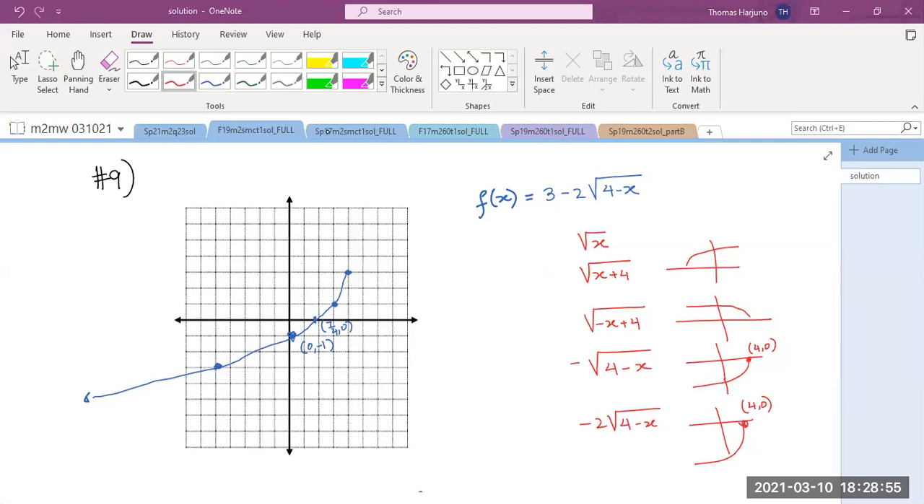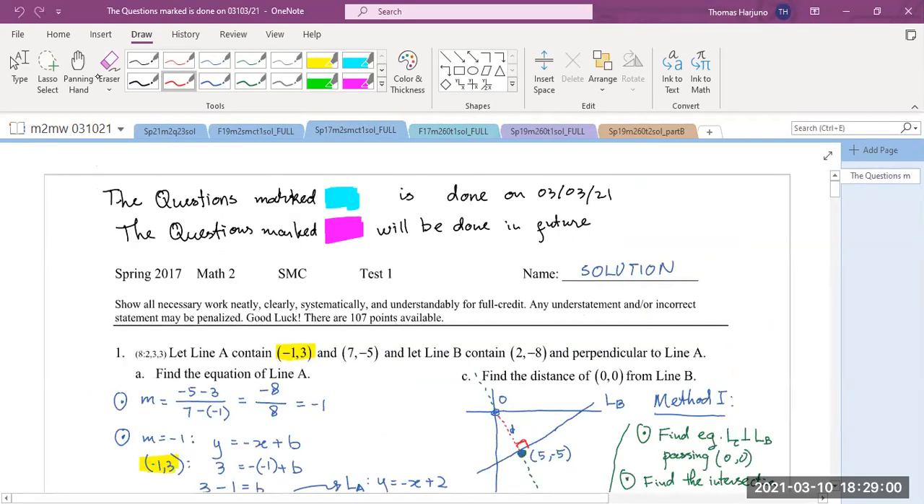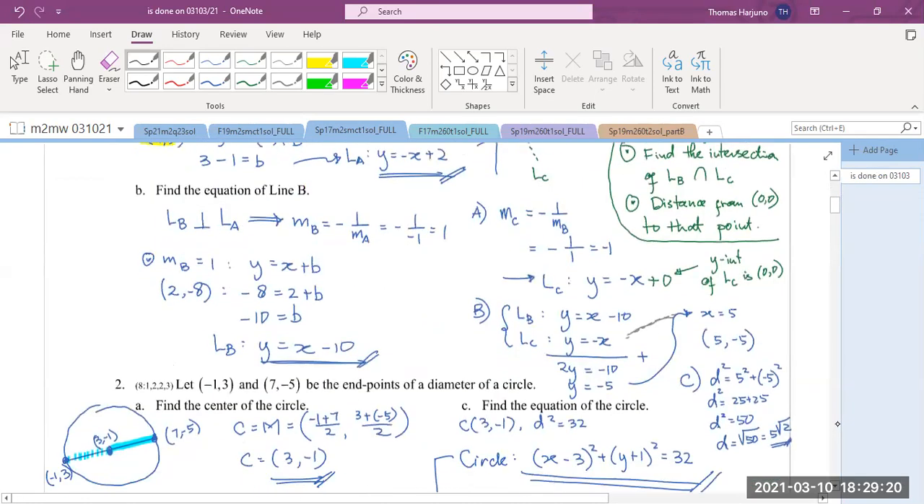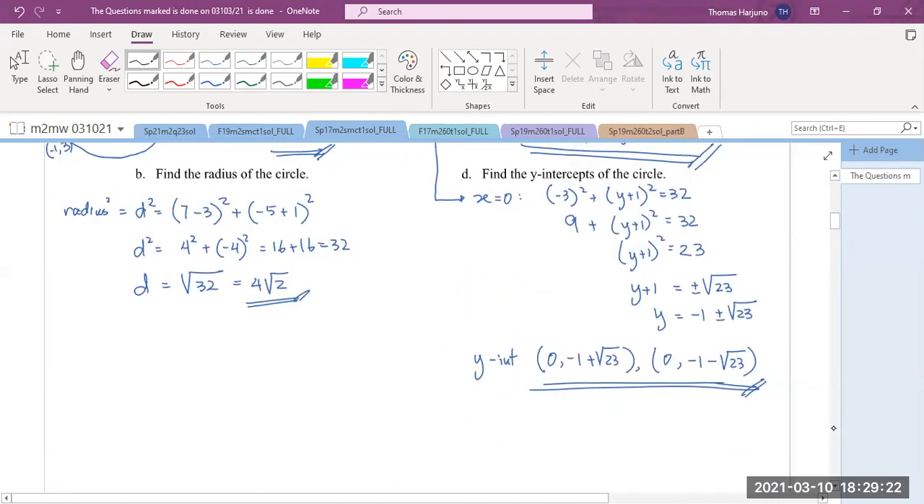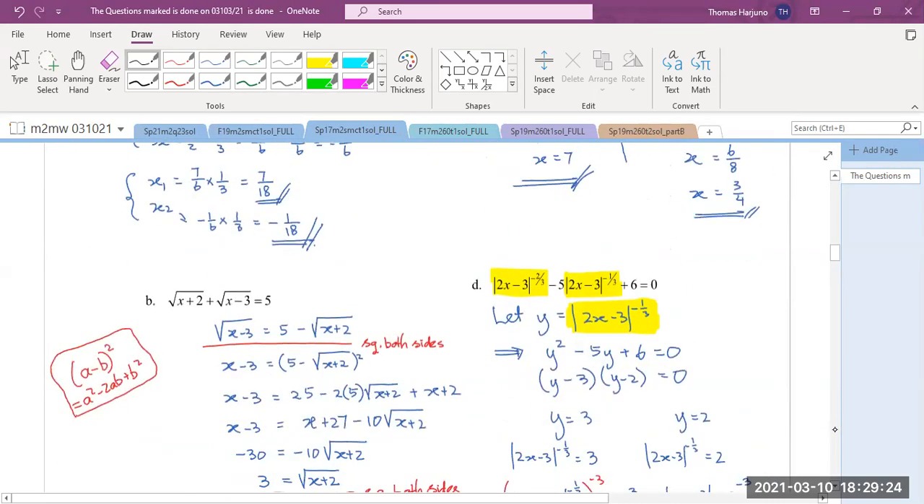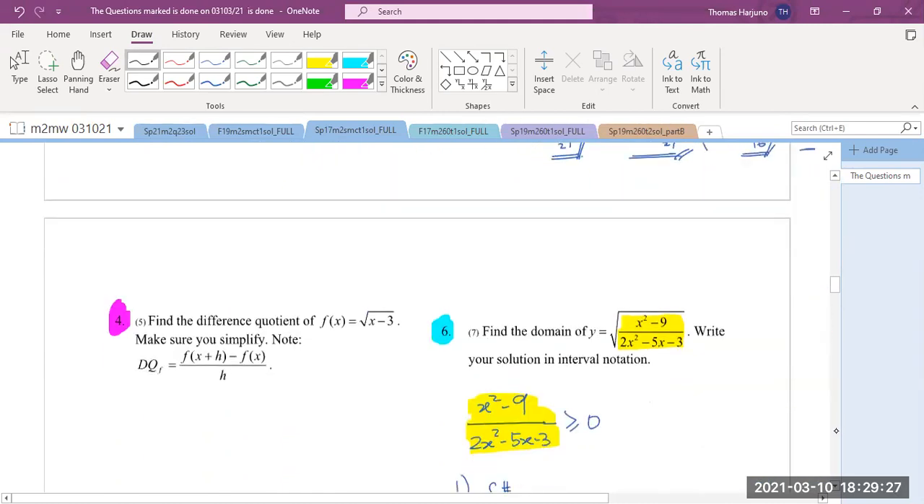Now let's go on to spring 17. Spring 17, finish up the problems we have not done last time. It was done on March the 10th. So let's see which part is not done yet here. We're done with the second page.